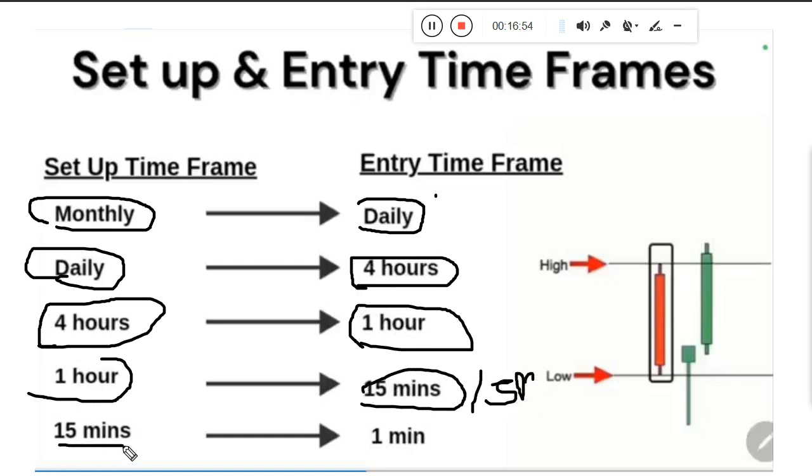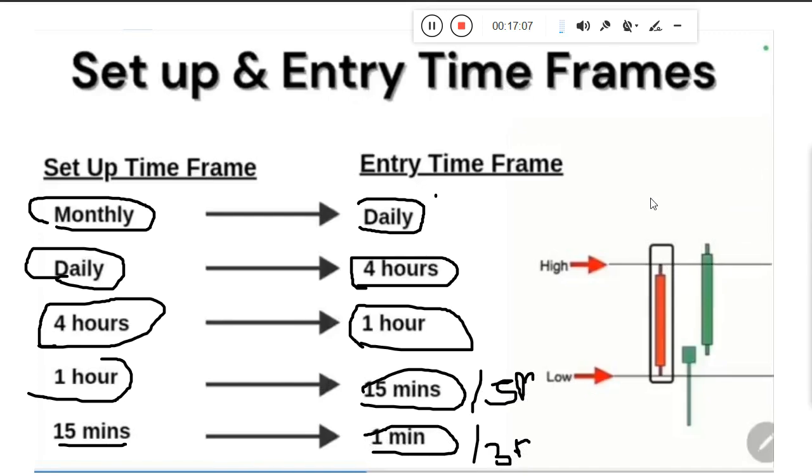And then if you are using 15 minutes, then you can use the 1 minute time frame or your 3 minutes time frame. So this is the entry time frame for this strategy.